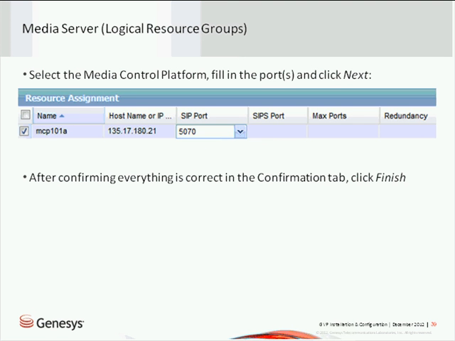And again, we have to select the resource assignments. In this case, I've got my first media platform. The IP should already be filled in, and you should have a drop-down box for the port, which in this case will be 5070. You don't need to fill this in unless you're actually using secure SIP. And again, the max ports and redundancy are the same as before.